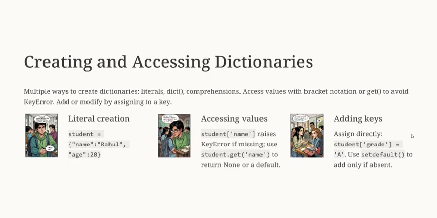Now adding new dictionary elements. Dictionaries are mutable, which means we can modify them after creation. For example, here you can see grade is equal to A. So now the dictionary becomes name Rahul, age 20, and grade A. A new key-value pair is added. Now the setdefault method. This method adds a value only if the key does not already exist. For example, here you can see.